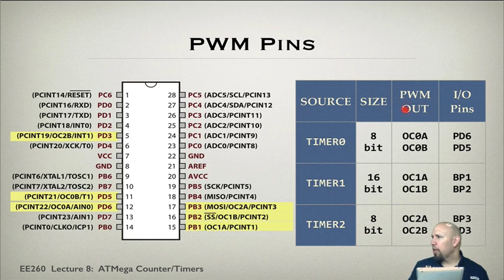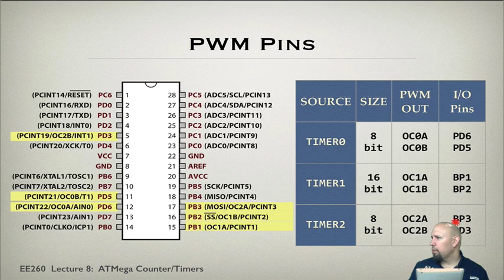In terms of pulse width modulation out, I have the output compare bits A and B for each timer. And those bits are actually on the I/O pins. These are port D, pins 5 and 6. This is port B, pins 1 and 2. I don't know why it says BP. It should say PB, port B.